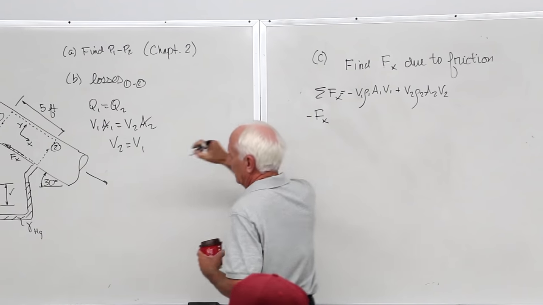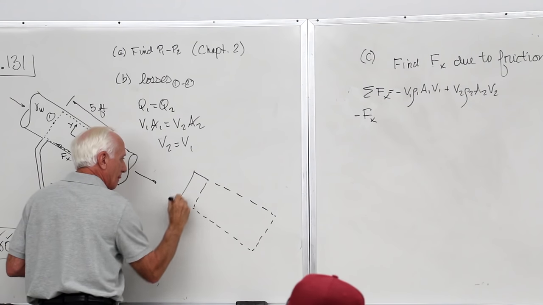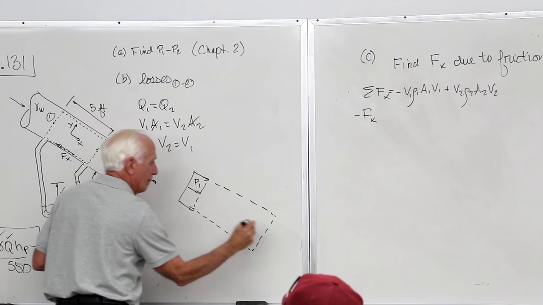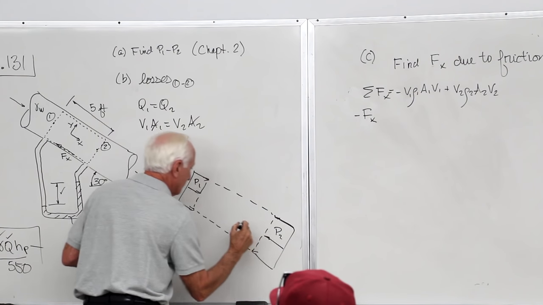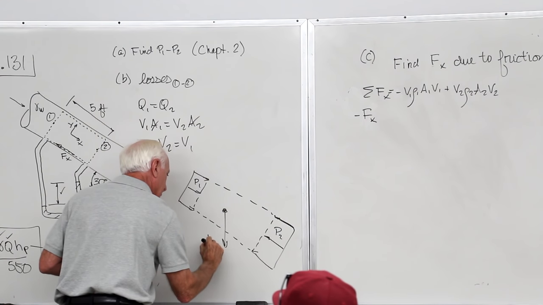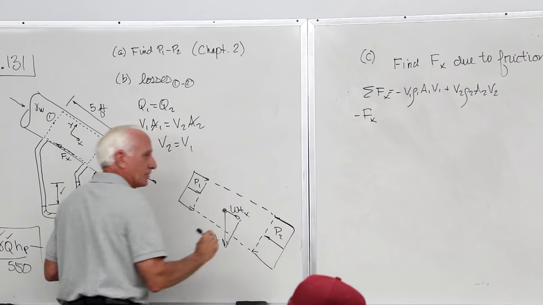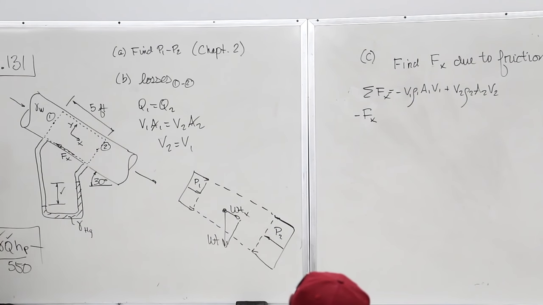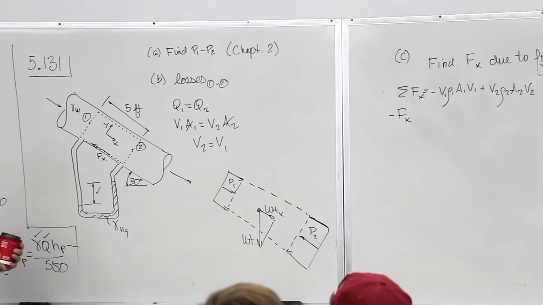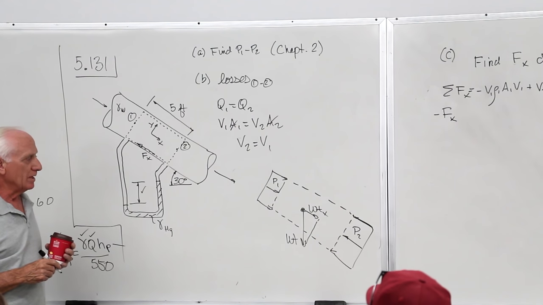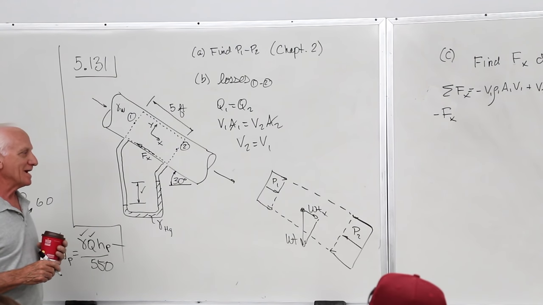Pressure force here. I told you, don't try and do too much on one picture. Three forces, there they are. Don't try and muddle your mind and put too much stuff on one diagram. You're asking for trouble. I guarantee it. The force due to pressure P1: P1A1, positive. P2: minus P2A2.